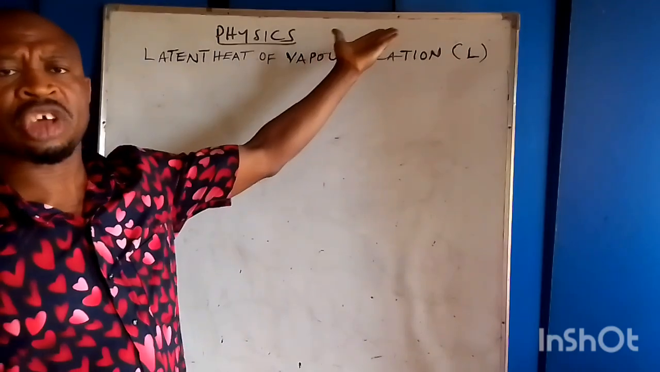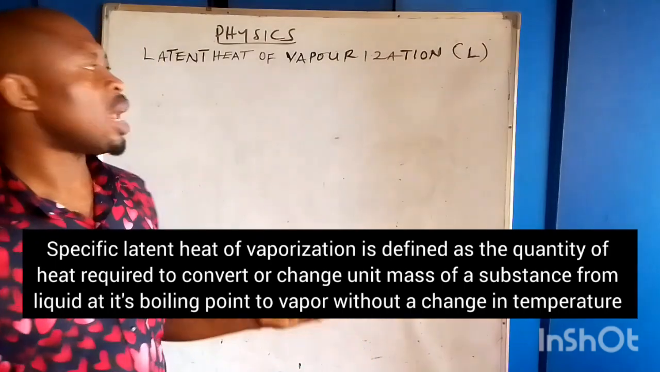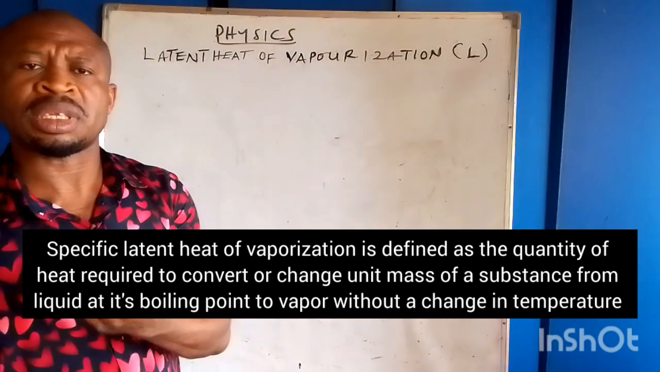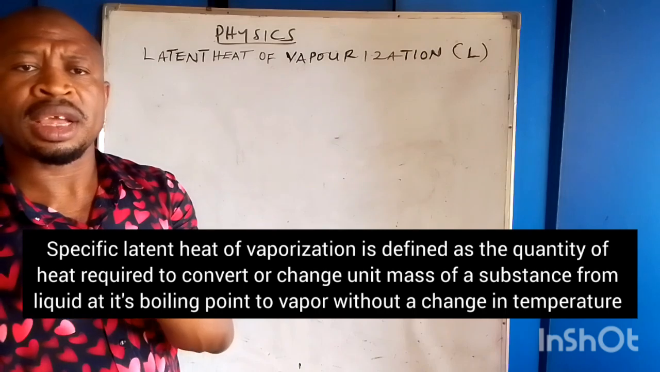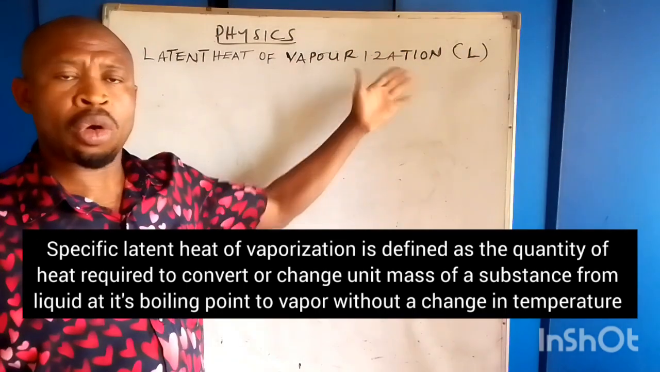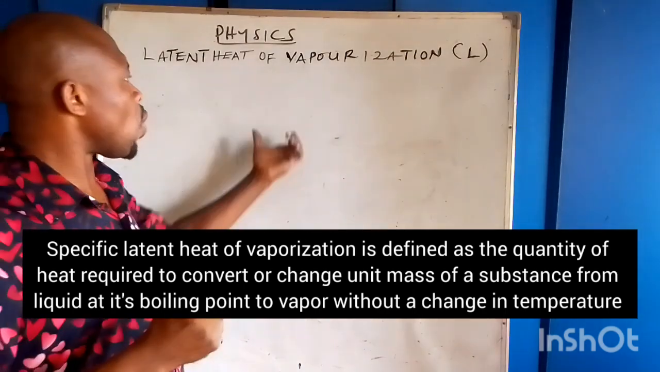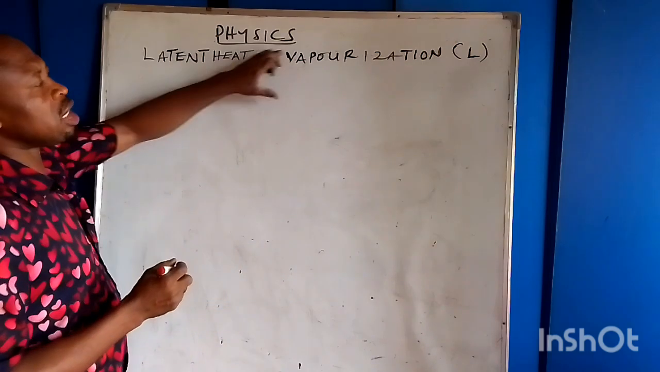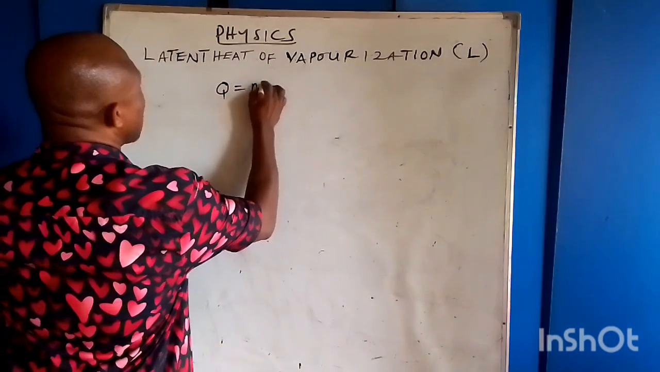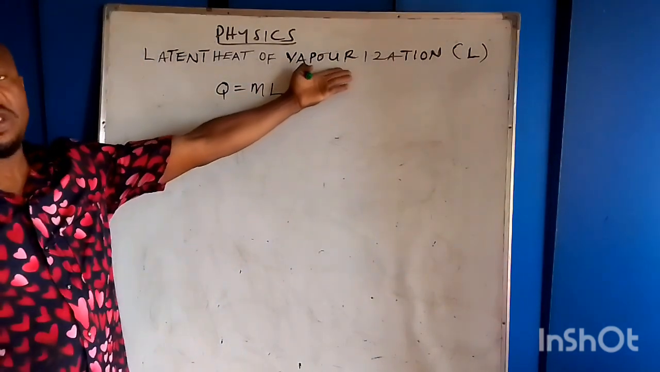Now, latent heat of vaporization. Latent heat of vaporization is nothing but the quantity of heat required to change unit mass of a substance from its liquid state at boiling point to vapor without a change in temperature. Because there is no change in temperature, we now have that the quantity of heat is equal to the mass of the substance multiplied by the latent heat of vaporization.